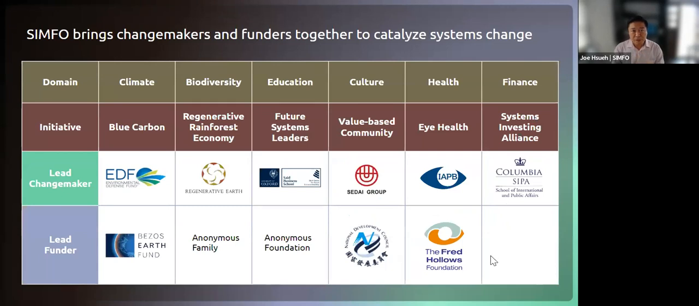We help bring both sides together to catalyze system change. Here are the 6 ongoing initiatives that we currently have on climate, biodiversity, education, culture, health, and finance. And here is the list of lead change makers and lead funders. I say lead because they are not the only ones, but they lead because they are interested in taking this systems approach, and then they bring other change makers and funders along the way to build this field. And I will share a few cases from this list.